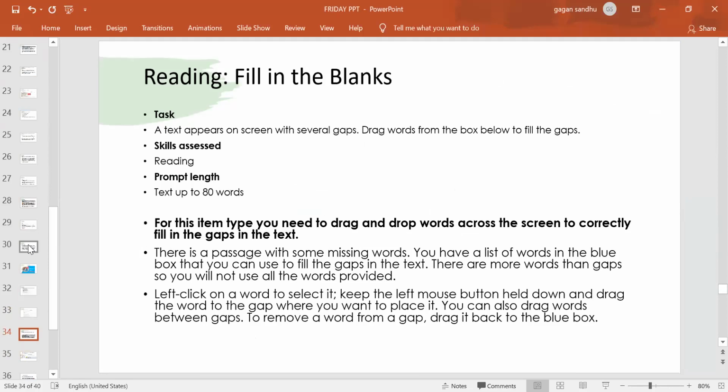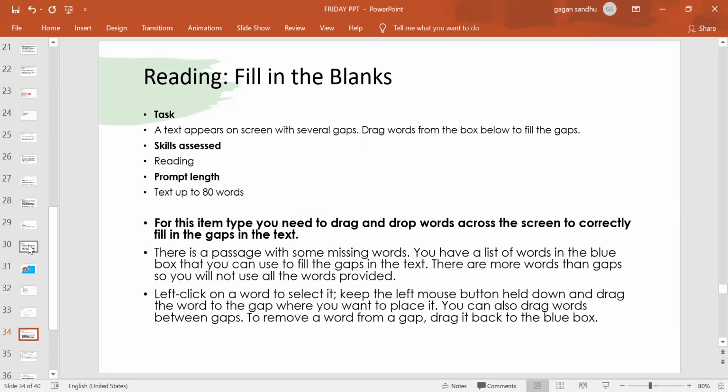So reading and filling in the blanks will be a little bit different. It won't have the drop-down list icon, and whatever score you get here all comes to your reading. It will all add up to your reading score. And there will be 2 to 3 reading fill in the blanks questions, and the text will look like the reading and writing fill in the blanks.